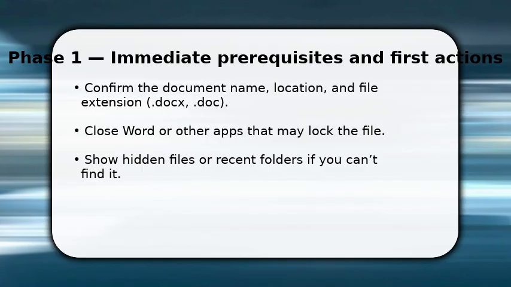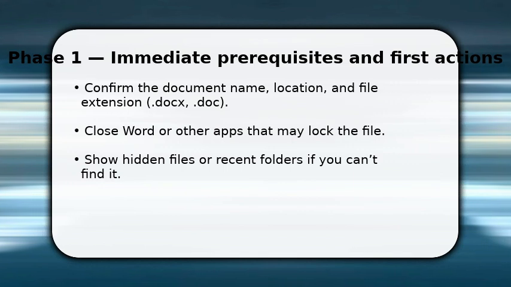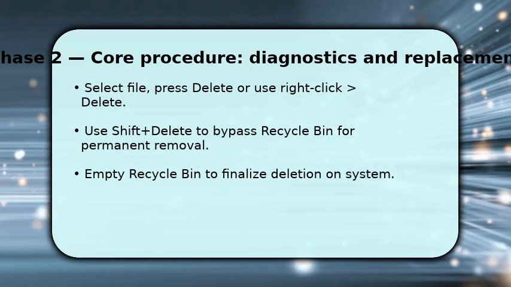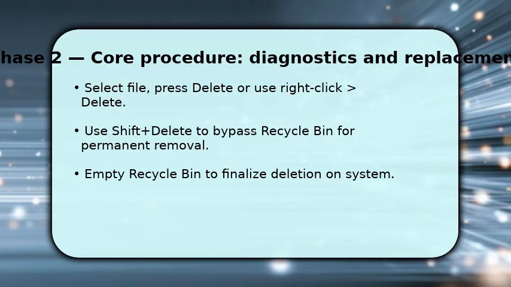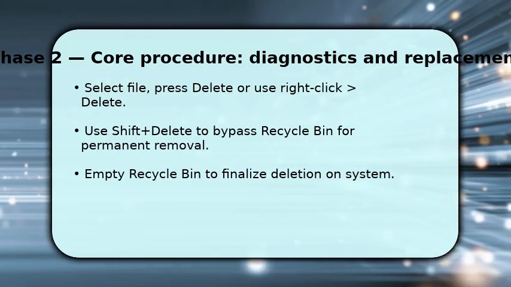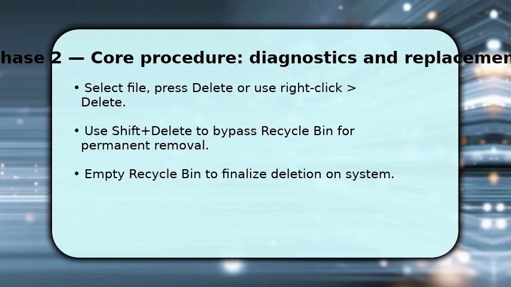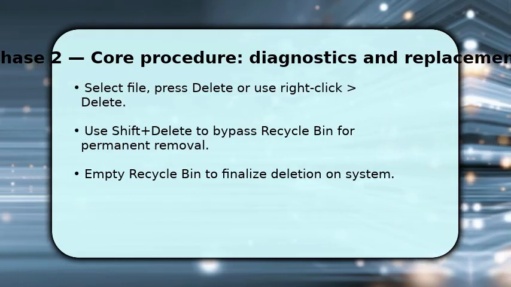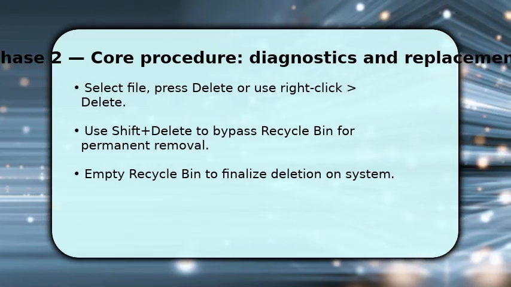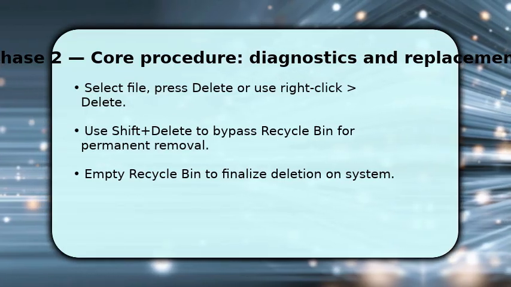Now you have the file selected and the environment cleared. Proceed to the removal step. You'll perform the deletion itself. Select the file and press delete, or right-click and choose delete to move it to the recycle bin. This is reversible, which is safer. If you want permanent removal, press Shift plus delete. This skips the recycle bin, so be certain.